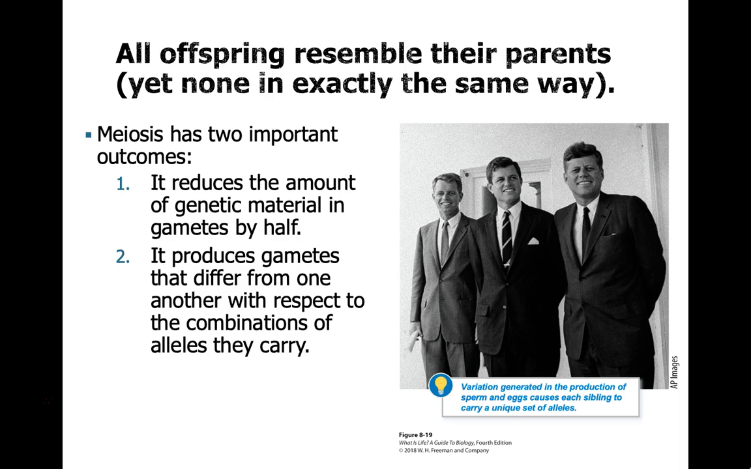There are two important outcomes of meiosis. One is that it reduces the genetic material in gametes by half. Now, if it didn't do that, if we started out with 46 chromosomes in each of the first two humans, and then they had a baby with a fertilized egg that contained 46 chromosomes and a sperm that contained 46, we would end up with an organism that had 92 chromosomes. And then in the next generation, we would have 184 chromosomes. And so if you don't reduce your chromosomes in your gametes, you end up doubling the genome every single generation.